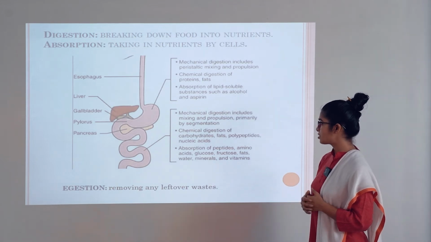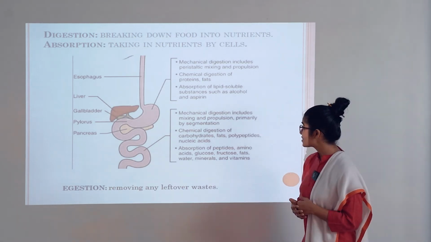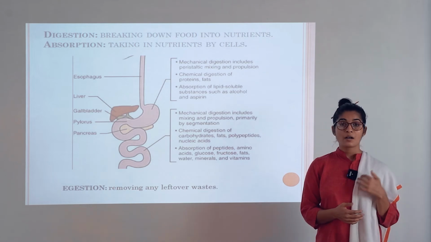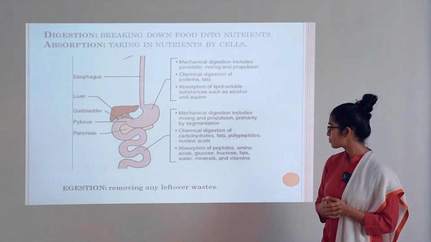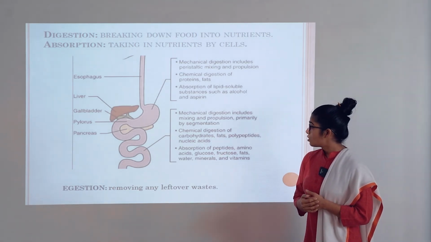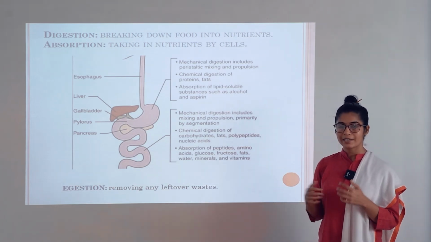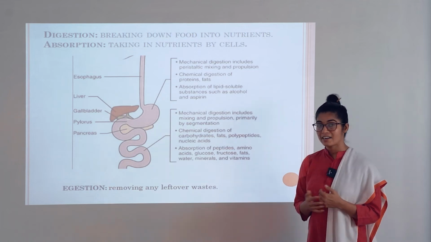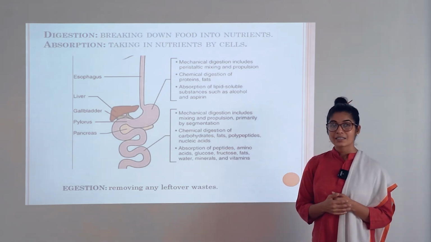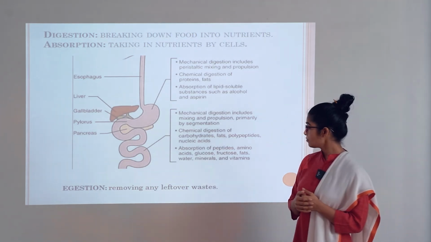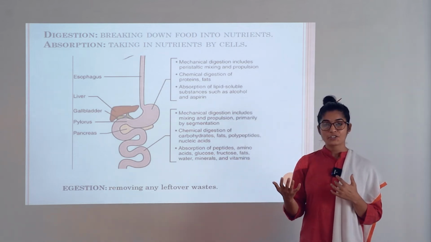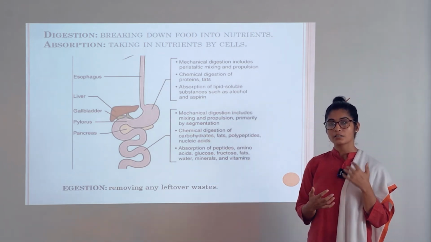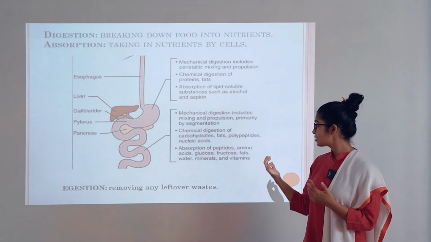Mechanical digestion, including mixing and propulsion, happens primarily by segmentation. Okay, then the next point: first we'll see here, then I will explain. Chemical digestion of the carbohydrates, fats, polypeptides and nucleic acids. So here the digestion of the other nutrients happens.